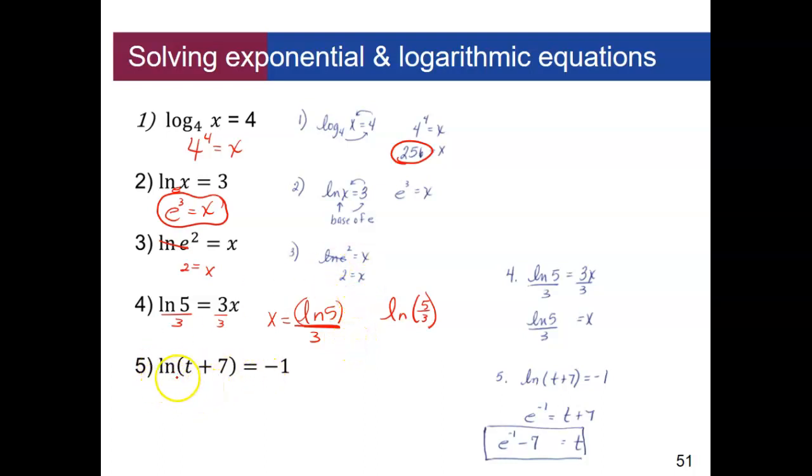Okay, and then the last one, this has an understood base of e, so e to the -1 equals t plus 7. And that's just going from my base to my exponent around to this. So e to the -1, I'm going to subtract 7 from both sides to get t by itself. So e to the -1 minus 7 equals t. So that would be your answer. Doesn't look exactly like we would expect an answer to look, but that's what you want to give as your answer there.